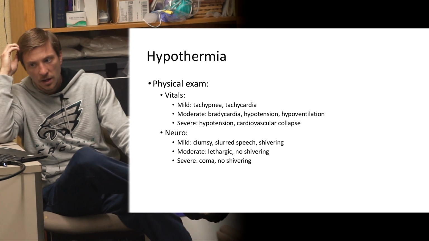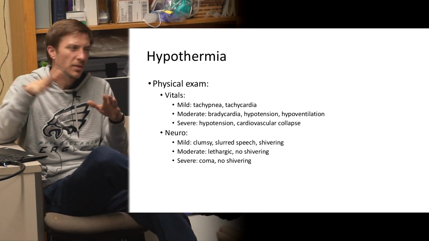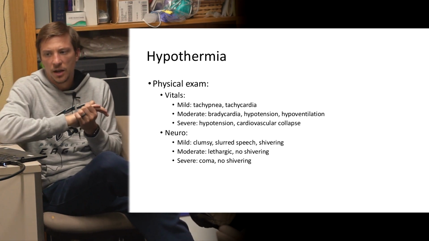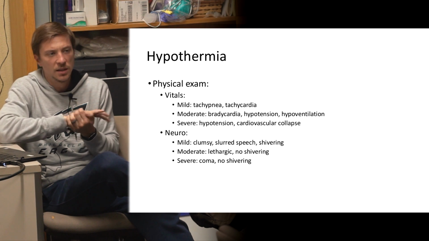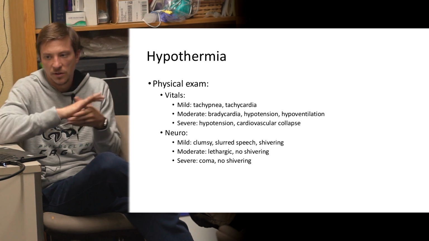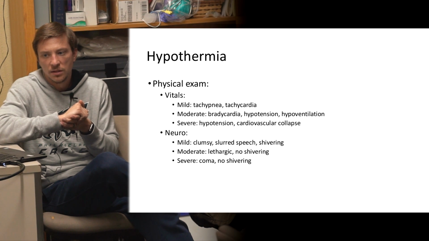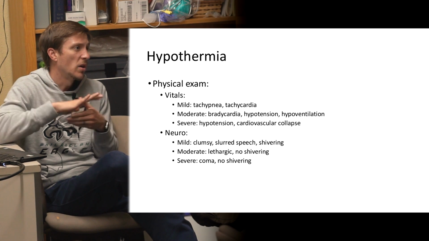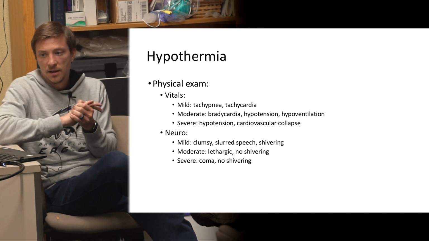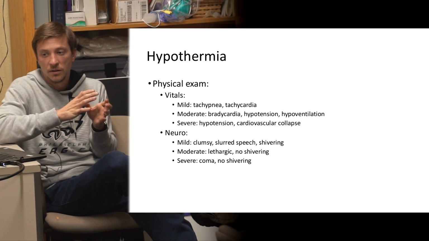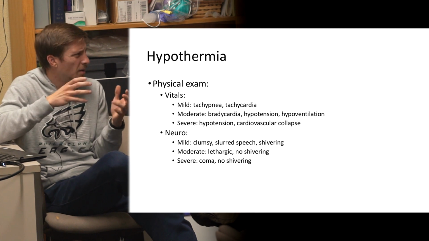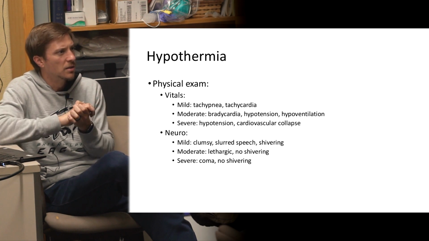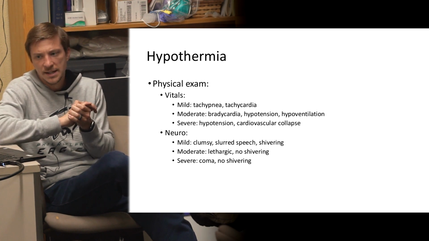So physical exam. The physical exam is variable depending on the degree of hypothermia. So for mild hypothermia, and again, that's that 90 to 95 range, in your vitals you'll see they'll be tachypneic, so they'll be breathing quickly. They'll be tachycardic, so their heart rate will be beating quickly. And then they'll appear almost like they're drunk. So clumsy, slurred speech, they'll be shivering and just seem a little out of it.